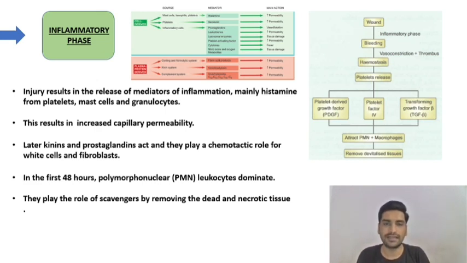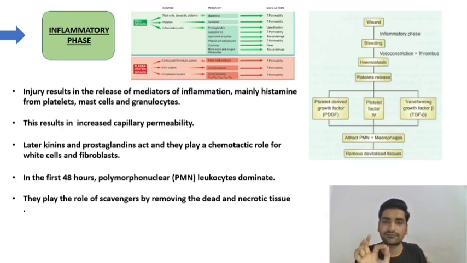So first what will happen, histamine will be released, which will increase your permeability. Prostaglandins will increase your dilatation. Later they will in turn help in the transfer of these cells which are present in the vessel to move outside the vessel. So this is going to occur for the first 48 hours. For example, if you are injured today anywhere on your skin, for the first 48 hours your polymorphonuclear neutrophils, or you can say white blood cells or leukocytes, are going to dominate.